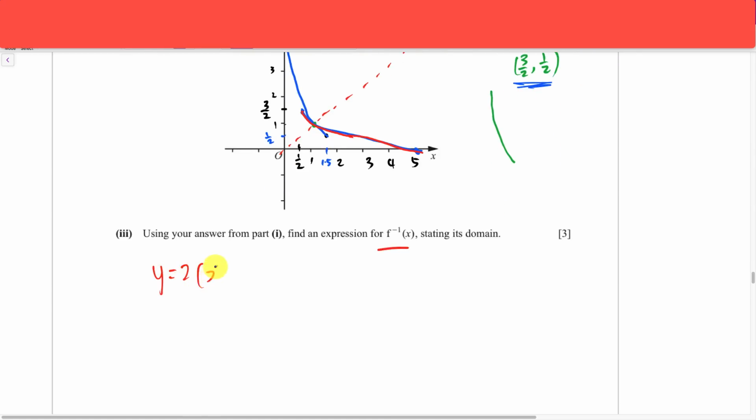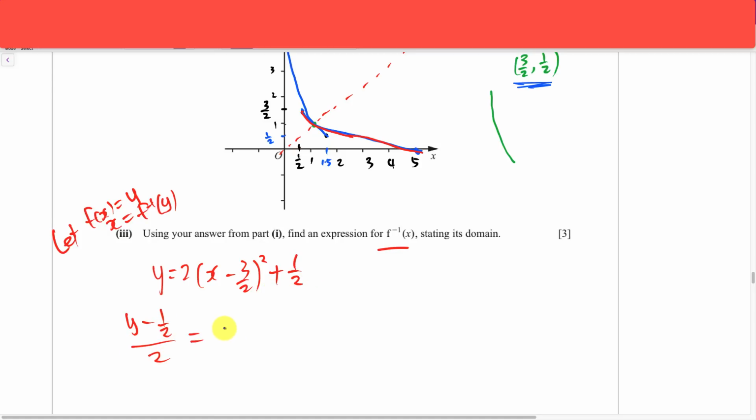So y equals 2 times (x minus 3 over 2) squared plus half. Now I want to make x the subject. Of course you can write let f(x) equals y, so x will equal f inverse of y. So I will say y minus half, you can write half over 2, equals (x minus 3 over 2) squared.